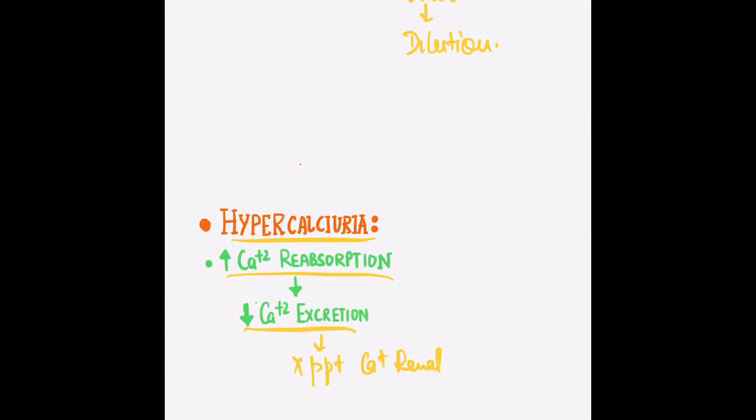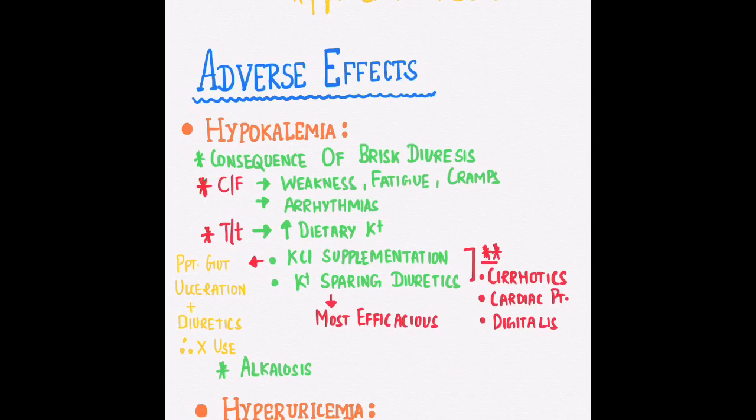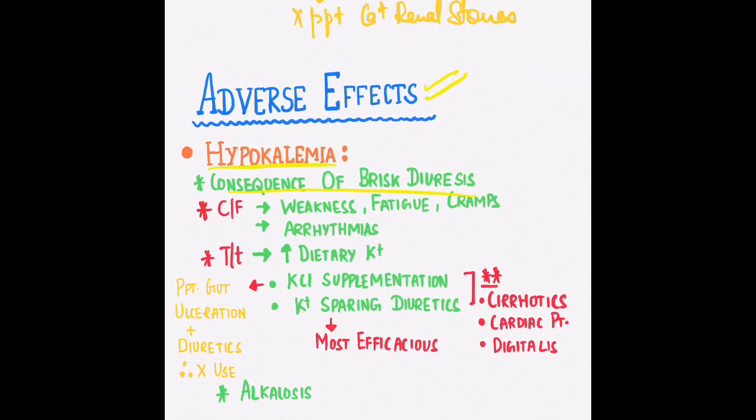Now, coming to adverse effects, most of the adverse effects are due to fluid and electrolyte imbalance caused by thiazides. The first and the most significant problem caused by thiazides is hypokalemia. It is a consequence of brisk diuresis, which occurs especially if the dietary potassium intake is low. It presents itself as weakness, fatigue, muscle cramps, or in serious conditions as arrhythmias.